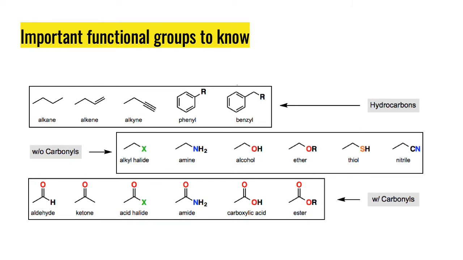First, let's review functional groups. As you can see, we have hydrocarbons. These are just carbons and hydrogens. When we add groups like NH2, then we can have things like amine, or we add OH to have alcohol.